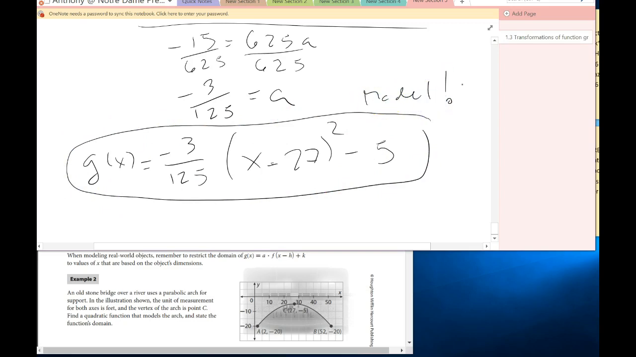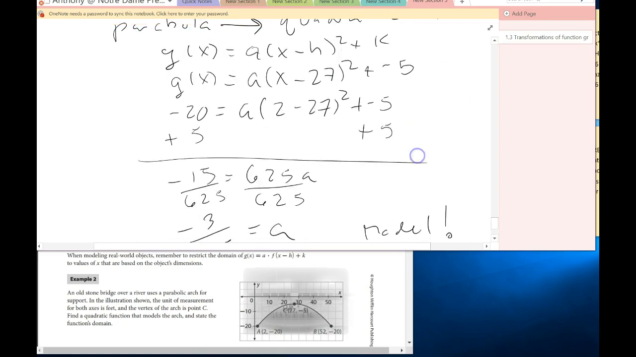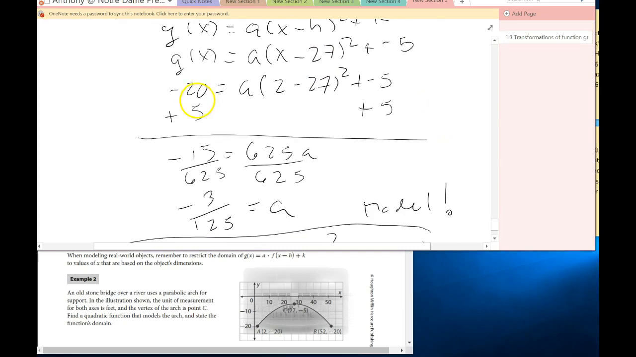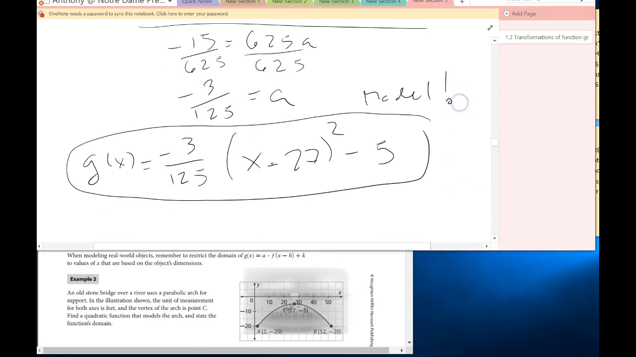Not so hard. So again, what did I do here? I took my general form for a quadratic. I used the vertex to plug in my h value and my k value. And then I used some additional point to find my a value. And then I just rewrote the whole thing.